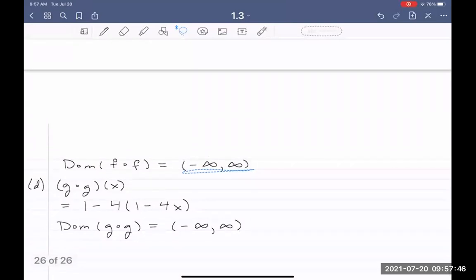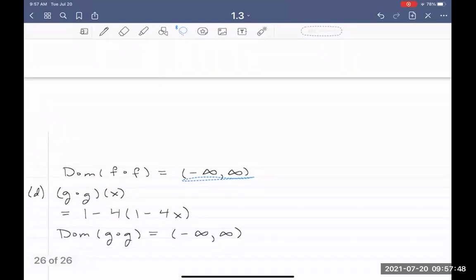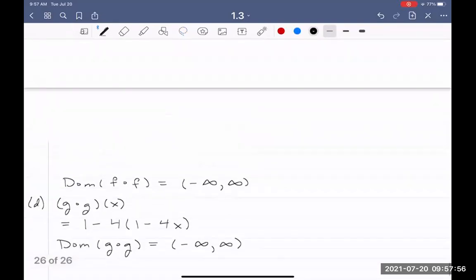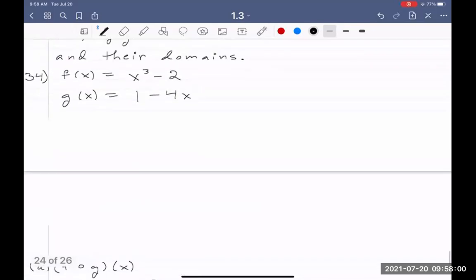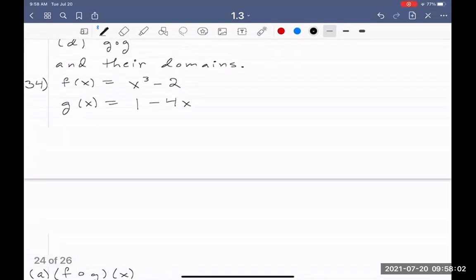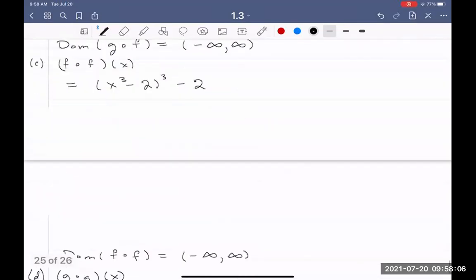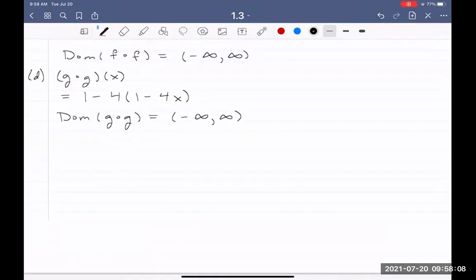Actually, let's do this. Can I? Oh, I probably can't erase. But at least I can do that. Okay, so let's do this. So I want to do G composed with G. And so G of X is 1 minus 4X.